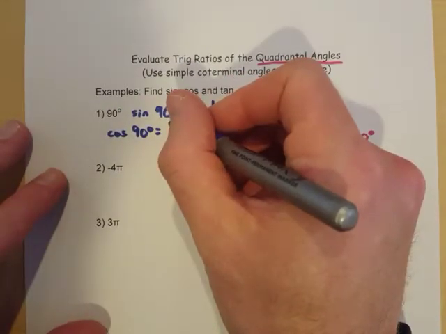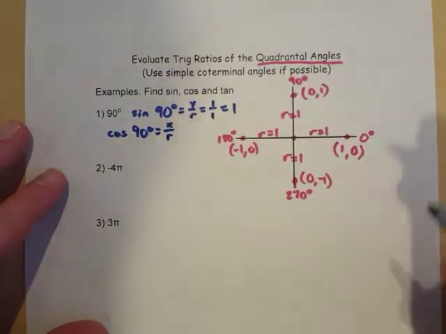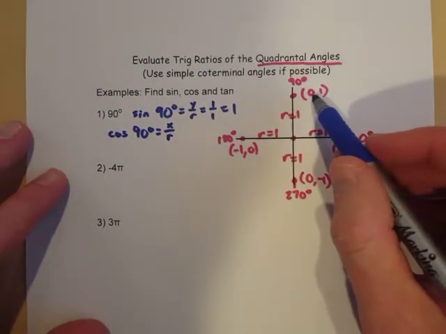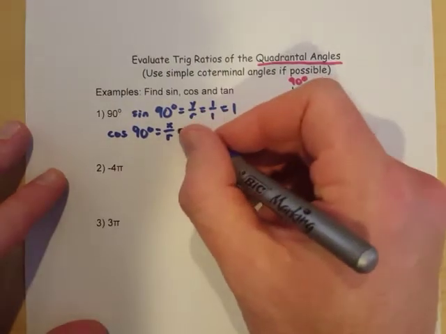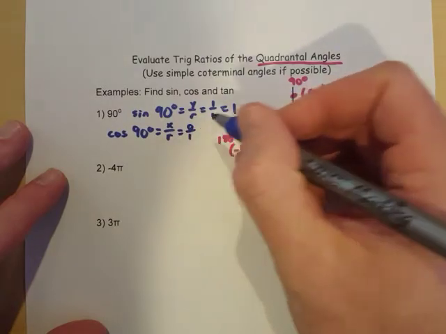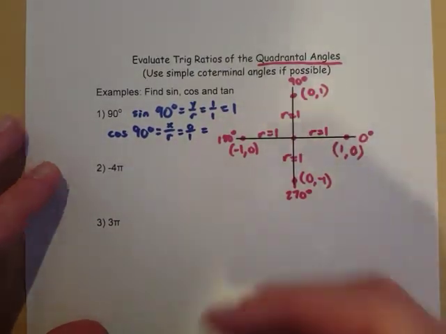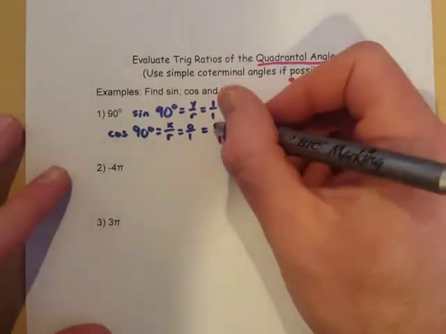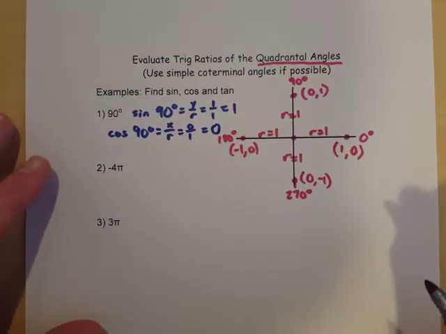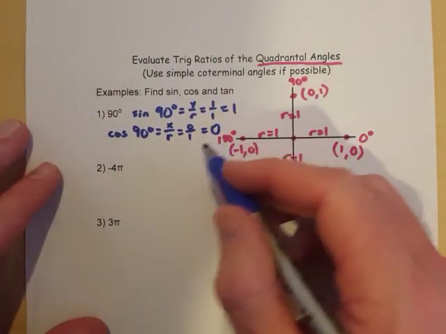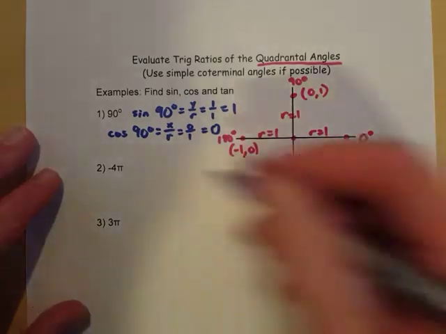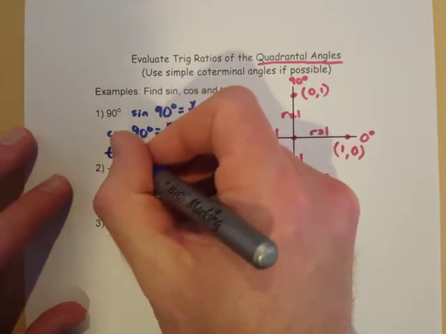Cosine is x over r, which in this case is 0 over 1, which simplifies to, well, if you're not sure, punch it in your calculator, but that does simplify to 0. So we've got 1 for sine, we've got 0 for cosine, and now tangent in this one.